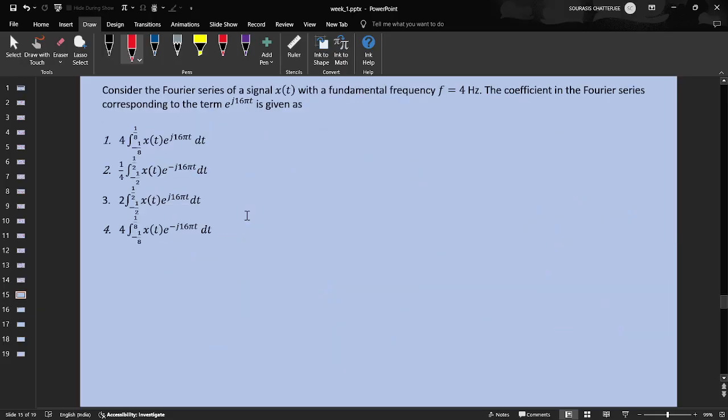So with that, let us move to our next problem here. It says the Fourier series of a signal xt, and it also says the fundamental frequency is given as 4 Hz. Now it asks for the coefficient in the Fourier series corresponding to the term e to the power j 16 pi t. Now you can just write the standard Fourier series representation we have already seen as the sum over k is equal to minus infinity to infinity of ck e to the power j 2 pi k f naught t.